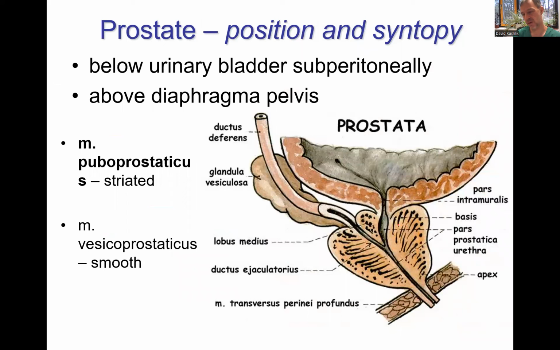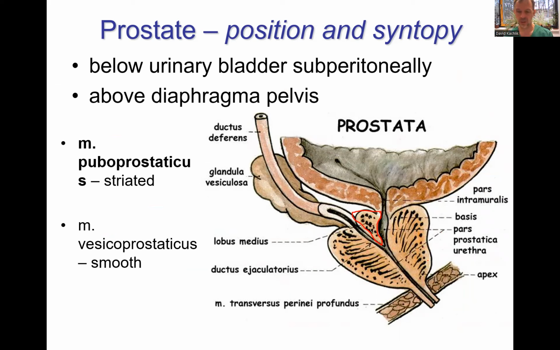Here on this median section, we can see the median lobes. I said we have right and left lobe. And on the section, we can see this median lobe, which is located between urethra ventrally and ejaculatory duct dorsally.